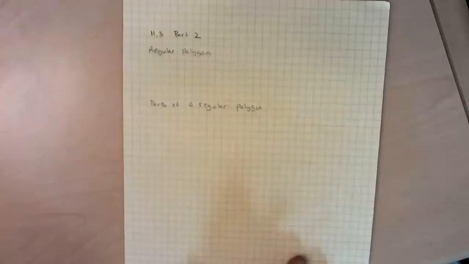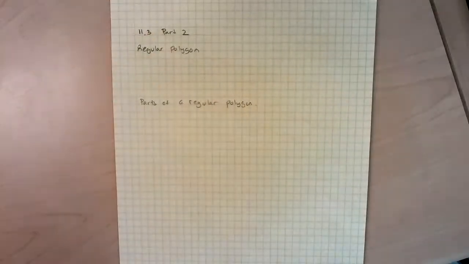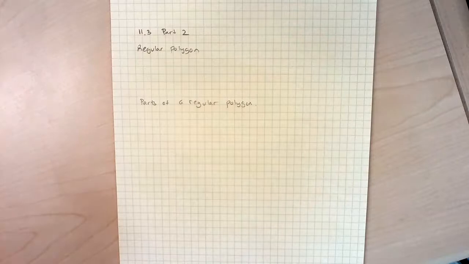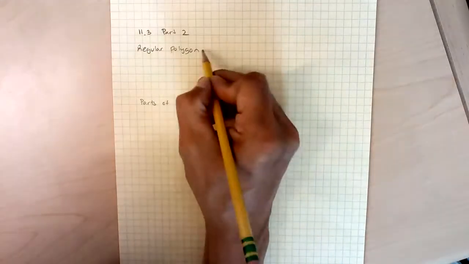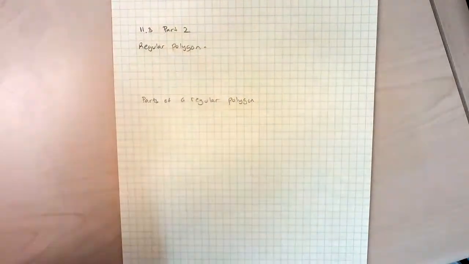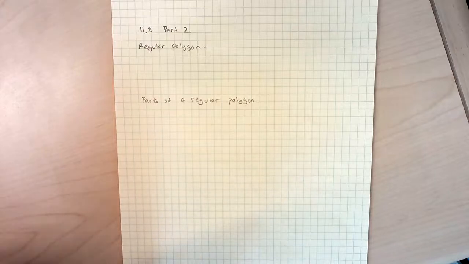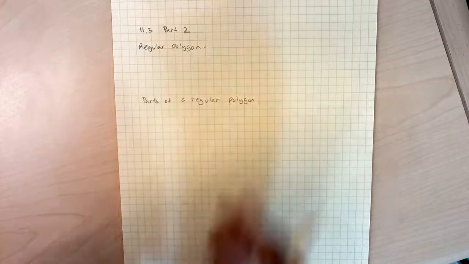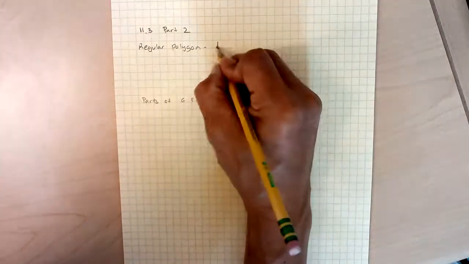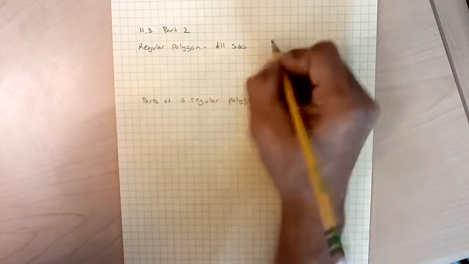Okay, continuing with the 11.3, this is part 2. We'll calculate the area of a regular polygon, but we need to review what a regular polygon is. A regular polygon could have any number of sides, 3, 4, 5. It has to be a whole number, and it has to be at least 3. But a regular polygon meets 2 requirements. All the sides are congruent, and then all the angles are congruent as well.